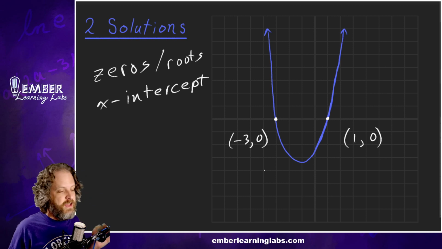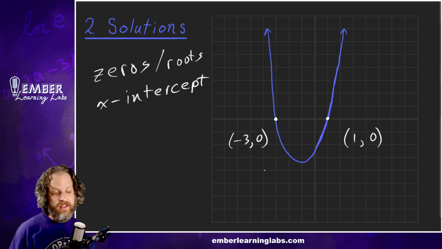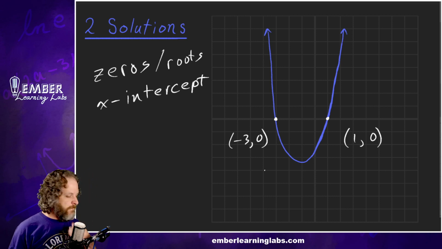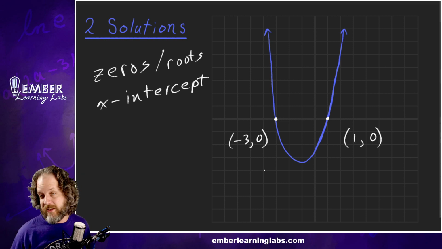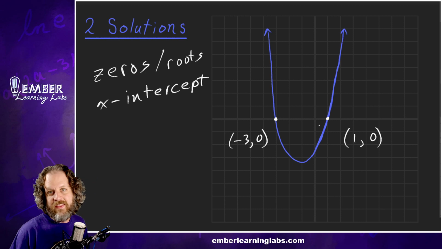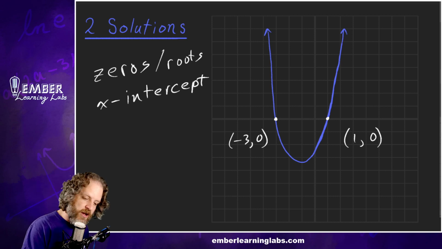So if you're doing a problem and it asks you to find the zeros or the roots or the solution to this equation, you're going to graph the thing. You're going to turn the 0 into an f of x. You're going to graph it and find out where it crosses the x-axis. So let's look at the other two types of solutions you can have.